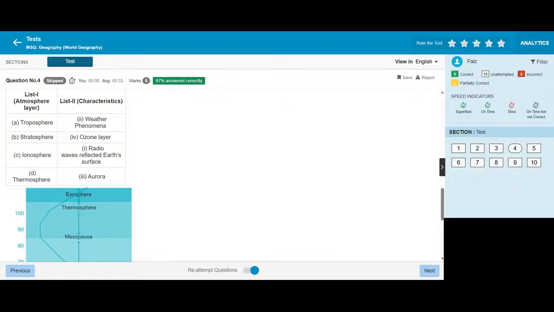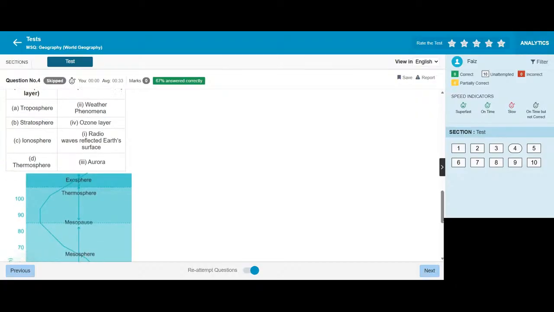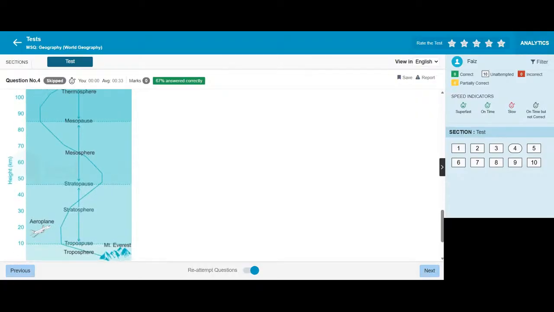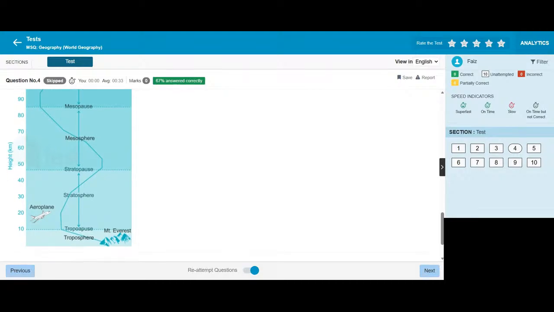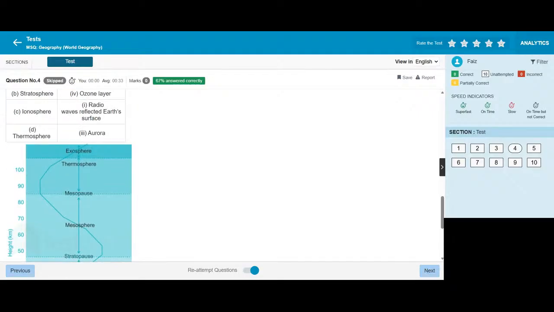Troposphere, weather phenomena, stratosphere, ozone layer, ionosphere, radio wave, reflector surface, thermosphere, aurora. Troposphere, tropopause, stratosphere, aeroplane, ozone layer, stratopause, mesosphere, mesopause, thermosphere, exosphere.